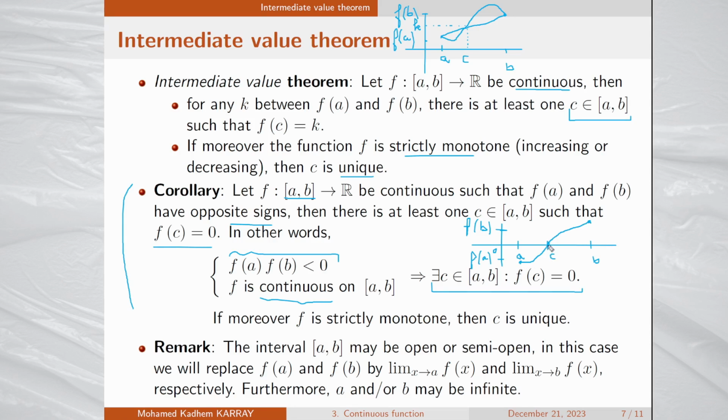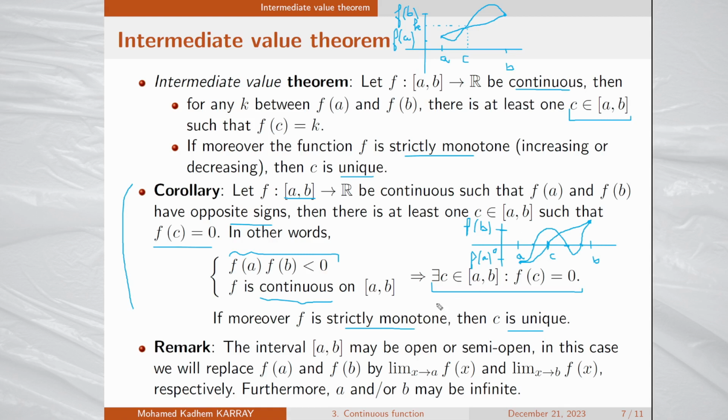equals 0. If, moreover, f is strictly monotone, then c is unique. Okay? So here in my example, the function is strictly increasing, so the c is unique. Of course, if the function is not monotone, then there is no necessity for c to be unique. Okay? Here, for example, there are 3 possible values of c where the function equals 0.